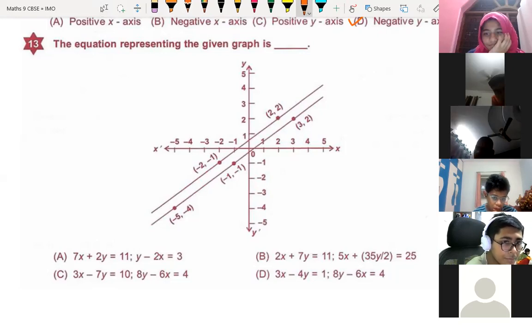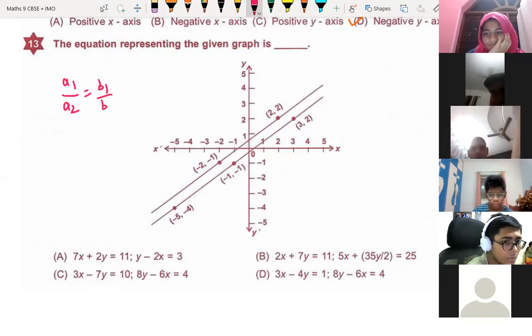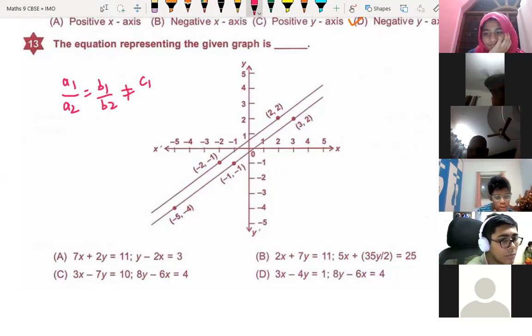See, these are parallel lines. Can you see these are parallel lines? So what are the equations of parallel lines? I told you, a1 by a2 is equals to b1 by b2 is not equal to c1 by c2. I told you, no, this is the condition for parallel lines, right?